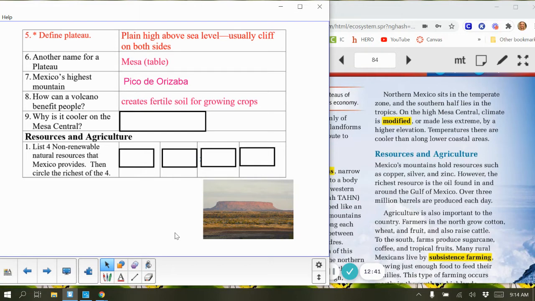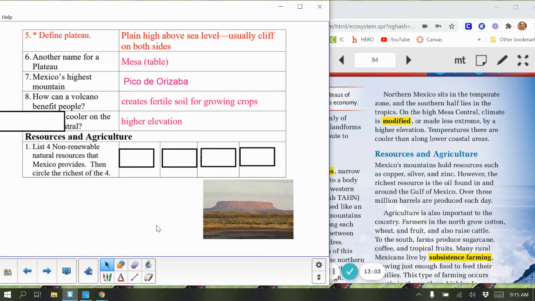So our next question there is, why is it cooler on the Mesa Central? I will continue reading here. Northern Mexico sits on the temperate zone, and the southern half lies in the tropics. On the high Mesa Central, climate is modified or made less extreme by a higher elevation. Temperatures there are cooler than along lower coastal areas. So our answer to this is that there is a higher elevation. We're going to be talking a lot more about altitude and elevation in this unit. You should in general know that when you move higher up on a landform, it's going to get colder the higher you go up.